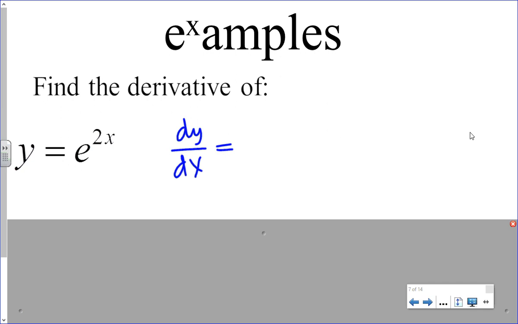So the derivative of e to the 2x: copy paste, times what's the derivative of the inside? Done.